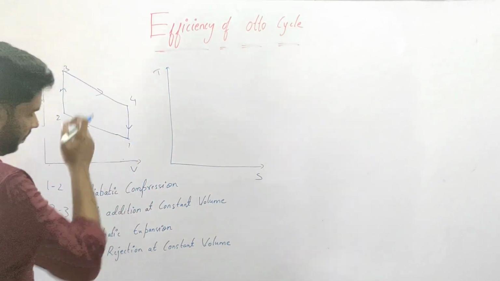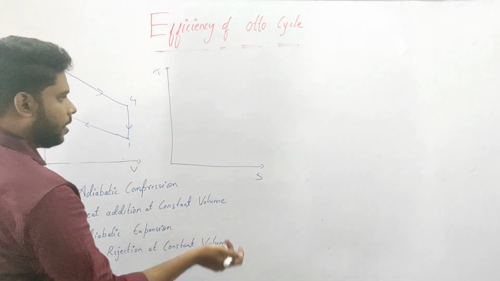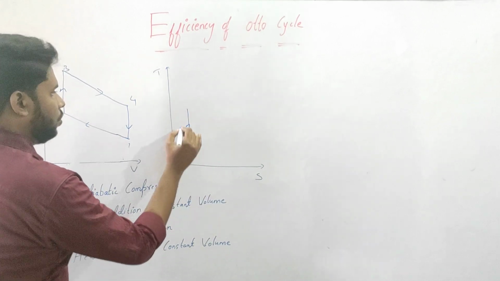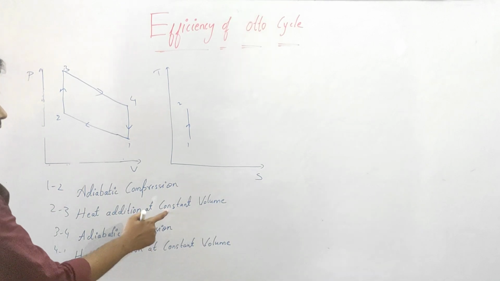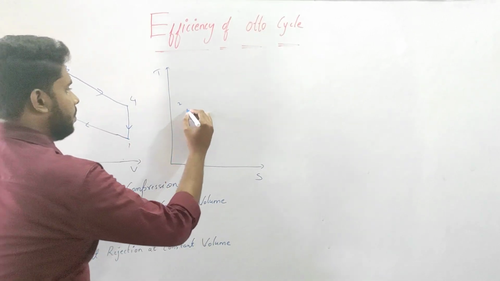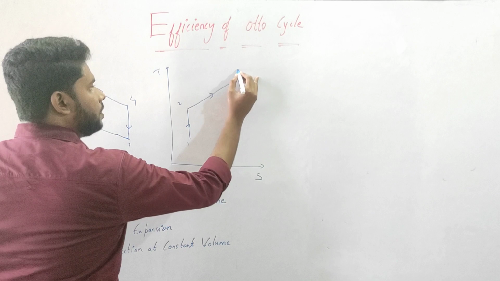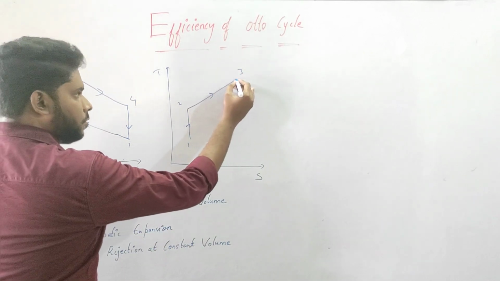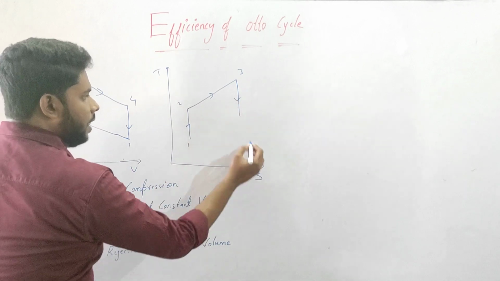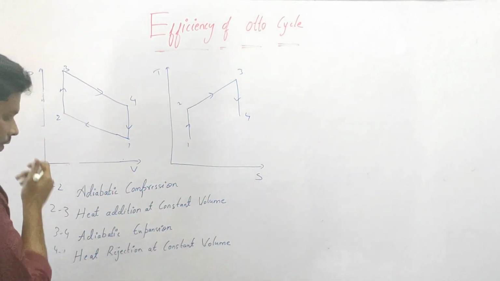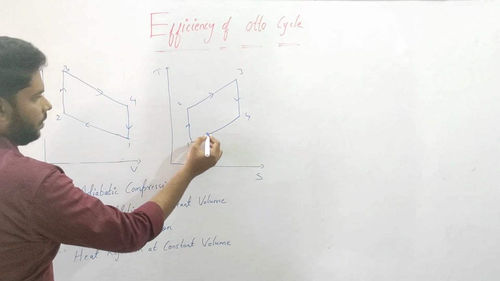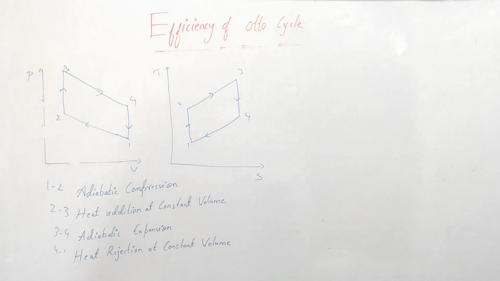Now similarly in the TS diagram, 1 to 2 is adiabatic or isentropic compression, so I can draw a straight vertical line, because the entropy remains constant from 1 to 2. Now 2 to 3 is constant volume, in the TS diagram shown like this. Again 3 to 4 is adiabatic or isentropic expansion, shown like this because entropy remains constant. Again 4 to 1 is heat rejection at constant volume, and the constant volume curve can be shown like this. This is the representation of the Otto cycle in the PV and TS diagrams.